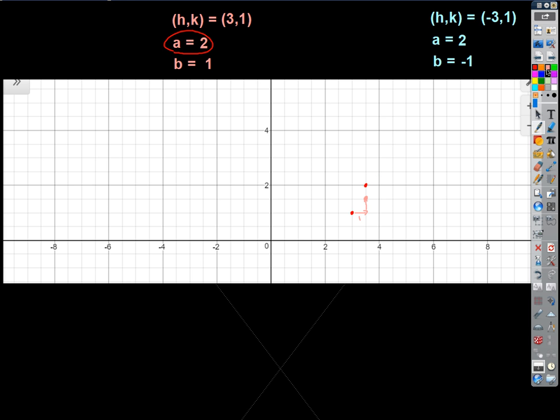Normally, what's another starting point for our parent graph? Well, 2 is not real convenient because we're doing a square root. Go over 4 and up 2 normally, right? So where should that one be for this graph? If a is 2, over 4 and up 4 should go up to there, right? So that's a sketch of this guy. Everybody agree? Okay.